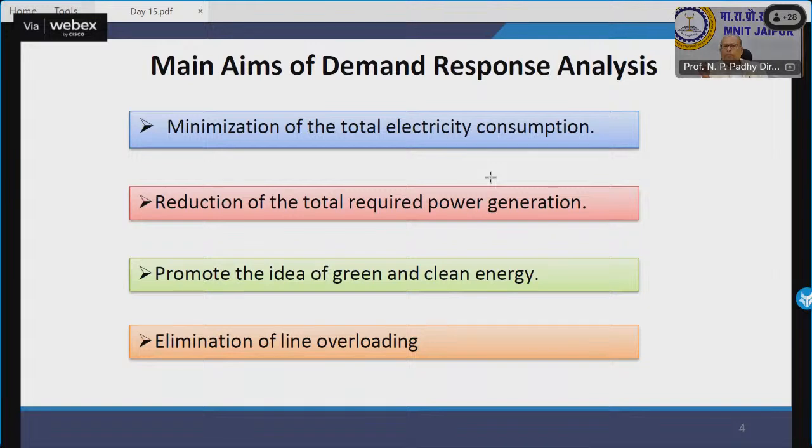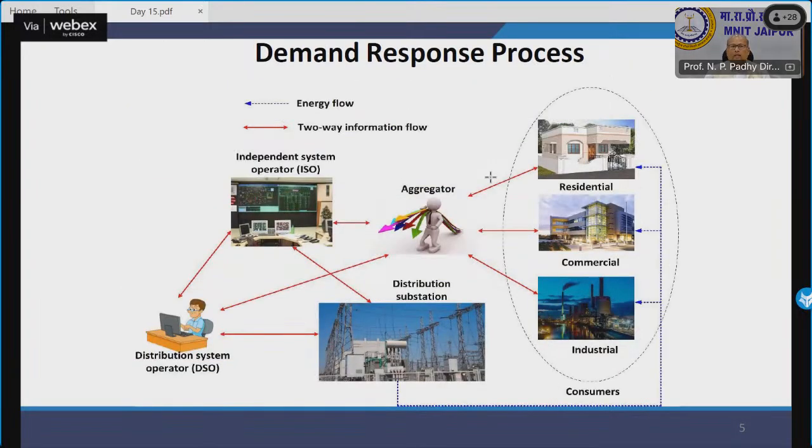Now, moving to the main aims of demand response analysis. First of all, minimization of total energy consumption. So, first of all, how to reduce the consumption pattern and how to reduce the total power generation requirement, and promote the idea of moving to the renewable energy side, and also reduce line overloading so that we can delay the replacement of the lines. Now, this is how a demand response program looks.